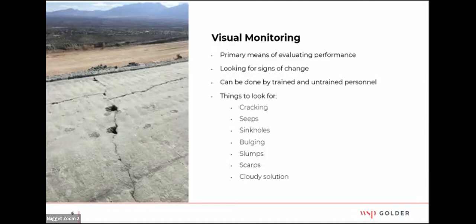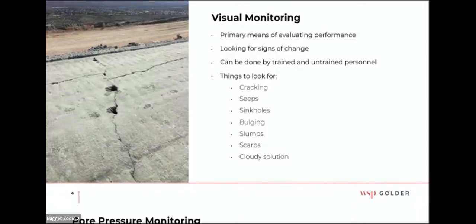Another sign is if you do have cloudy solution. You may not see a seep necessarily, but if your PLS, or your preg solution, starts turning cloudy, there's movement inside of your heap that you may not be seeing, but showing up as piping of fines and coming out in your solution.